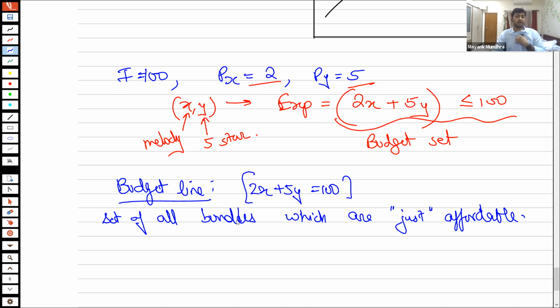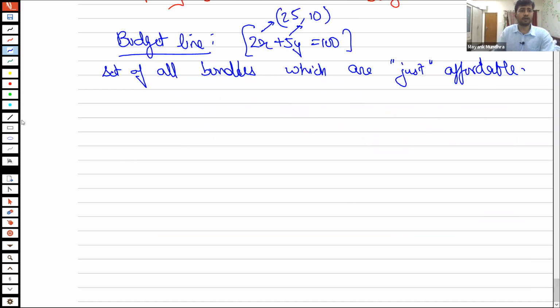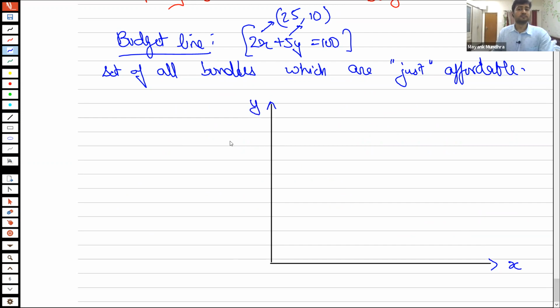So I can buy 50 melodies, or I can buy 20 5 stars, or I can buy 25 melodies and 10 5 stars, or some other combination. So this is going to be the line. Okay, 2x plus 5y equals to 100. Now, how do I plot this line? So plotting this line would look like this. This is x and this is y. Okay, so my line is 2x plus 5y equals to 100.